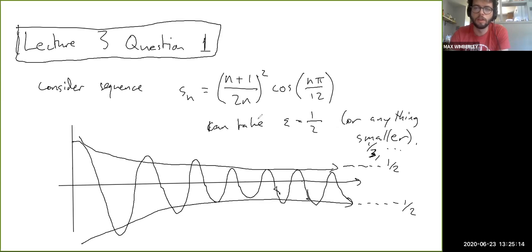So if you pick epsilon to be 1/2 or smaller, then no matter how far out we go in the sequence, there will always be points at the tips of these arches which are more than epsilon away from 0. And the same thing would be true for any other limit.